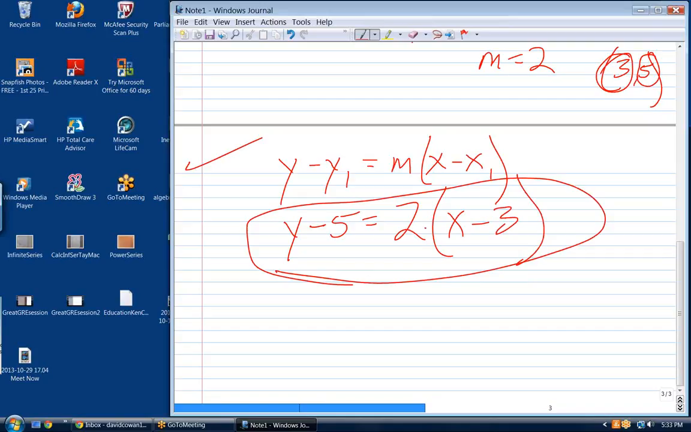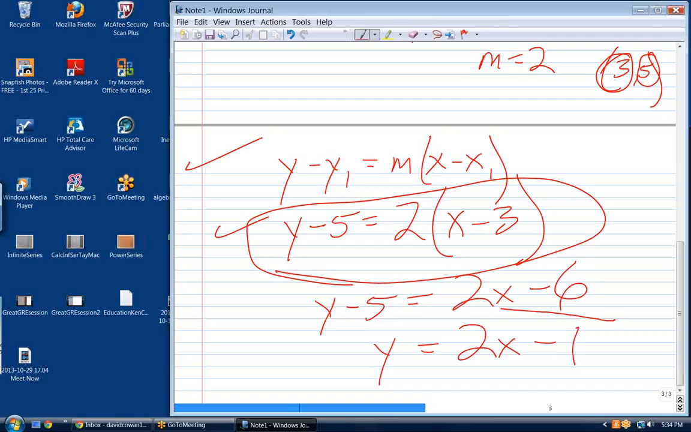Now, if I want to get this into y = mx + b format, I have to distribute the 2 and move the 5 over. So that would look like what? 2x minus 6, and then y would equal 2x minus 1. So we end up with the same equation of the line as the other way. It's just we actually got it a little quicker.